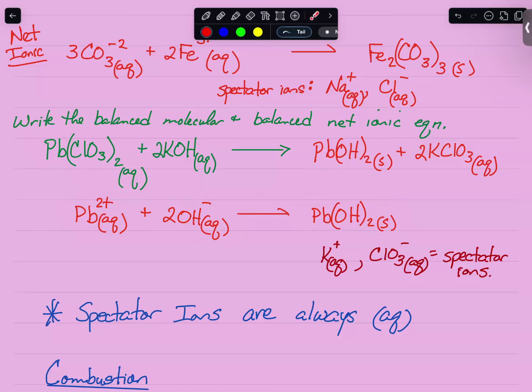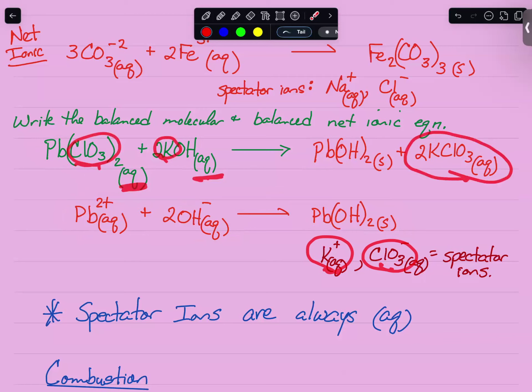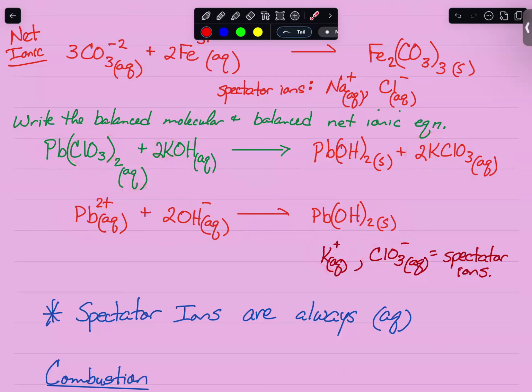What are my spectators? The things that are aqueous at the end, potassium and chlorate. Potassium was aqueous on the left, chlorate was aqueous on the left, and they're both aqueous on the right. They did not change. They started out dissolved in solution. They finished dissolved in solution.